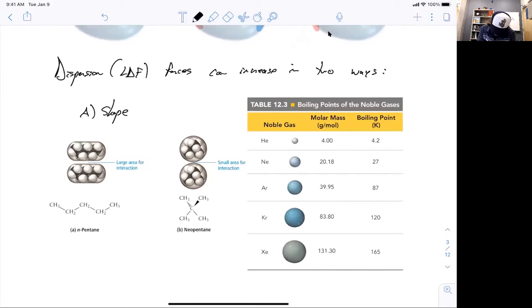But n-pentane is more linear. It's more flat. It's got larger surface area. So that's what they're calling here a larger area for interaction. Whereas neopentane, because the four outside carbons are bonded to the middle carbon, is a little bit more compact. They're showing it almost as a sphere. Each of those five carbons is tetrahedral, but it's just a different shape that doesn't allow for as much interaction. And so longer molecules have higher dispersion forces, and more compact molecules have smaller dispersion forces.